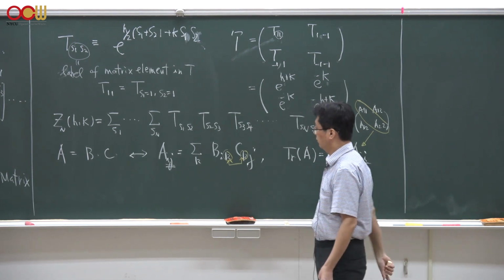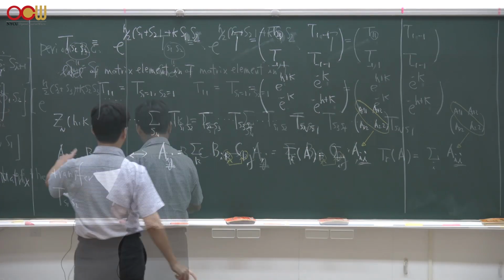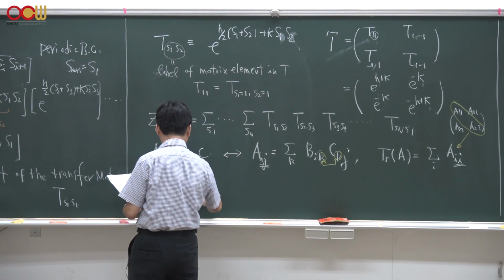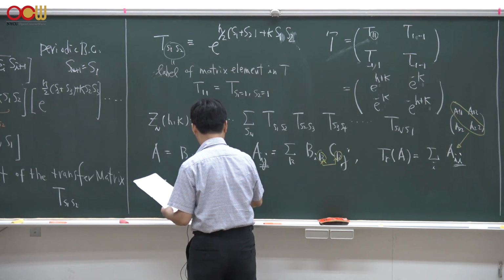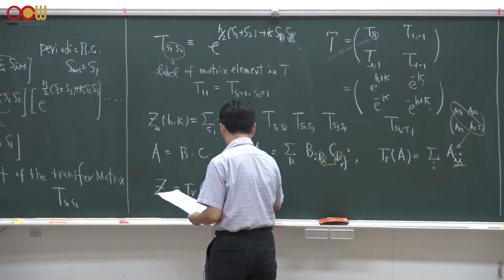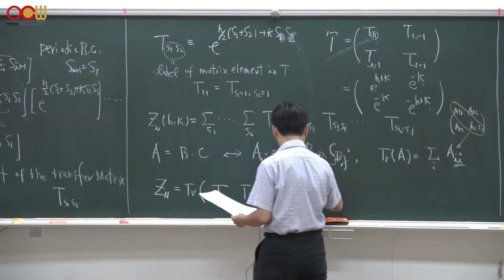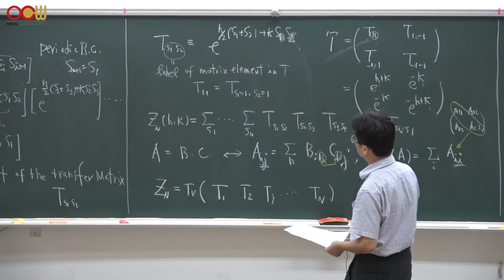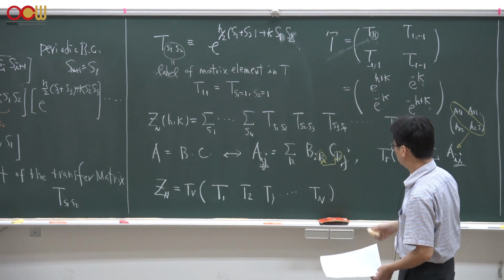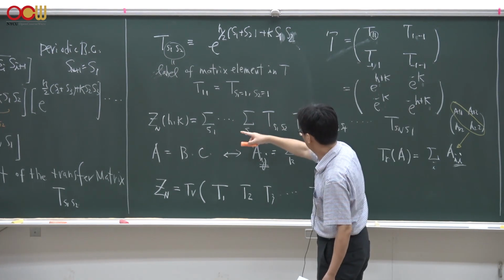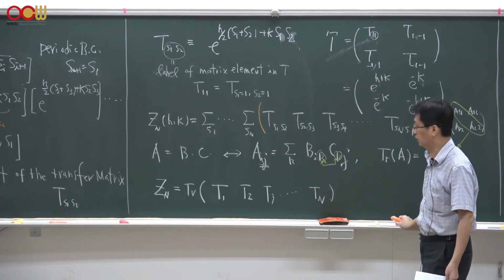Remember this definition of the matrix product and the trace of the matrix, and you immediately notice that this is nothing but a trace of the product of these matrices, which I call T1, T2, T3, and so on, up to Tn, where T1 refers to T(s1, s2), and T2 refers to T(s2, s3), and so on. So you can immediately compare the summation over a bunch of these matrix elements multiplied together.